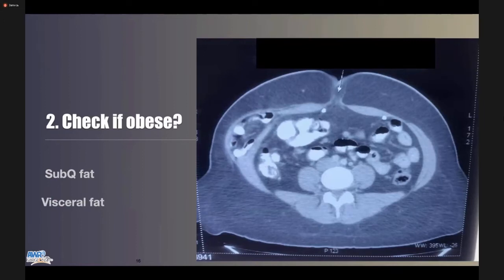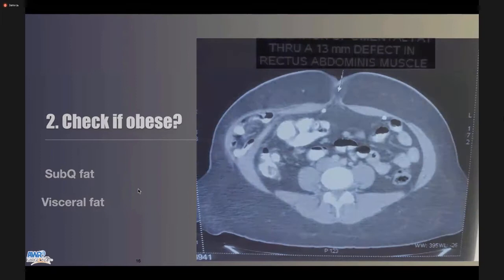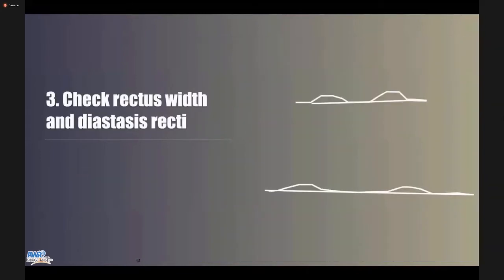Even if the patient's BMI is not known to you, you kind of know that, okay, this is a patient who probably needs a weight loss at the outset. The third thing is, check whether the diastasis is significant or not and how wide the rectus muscles are. And this comes in use when we are calculating the chance of doing a component separation for a given patient.